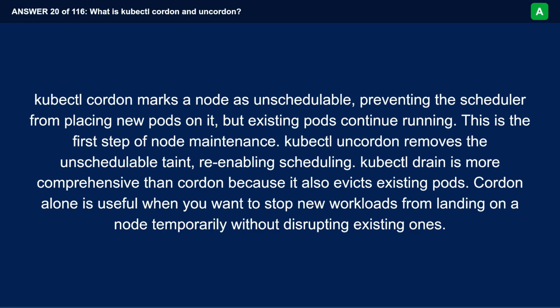Kubectl drain is more comprehensive than cordon because it also evicts existing pods. Cordon alone is useful when you want to stop new workloads from landing on a node temporarily without disrupting existing ones.